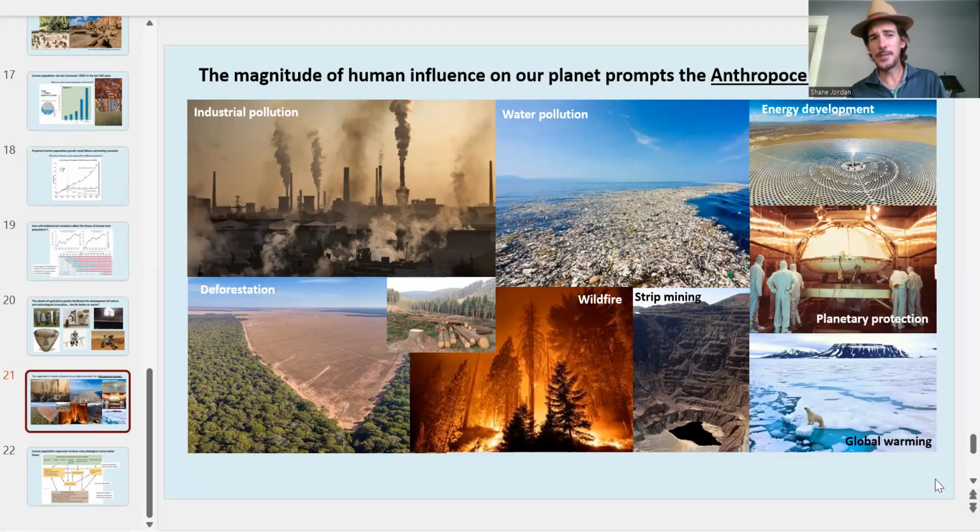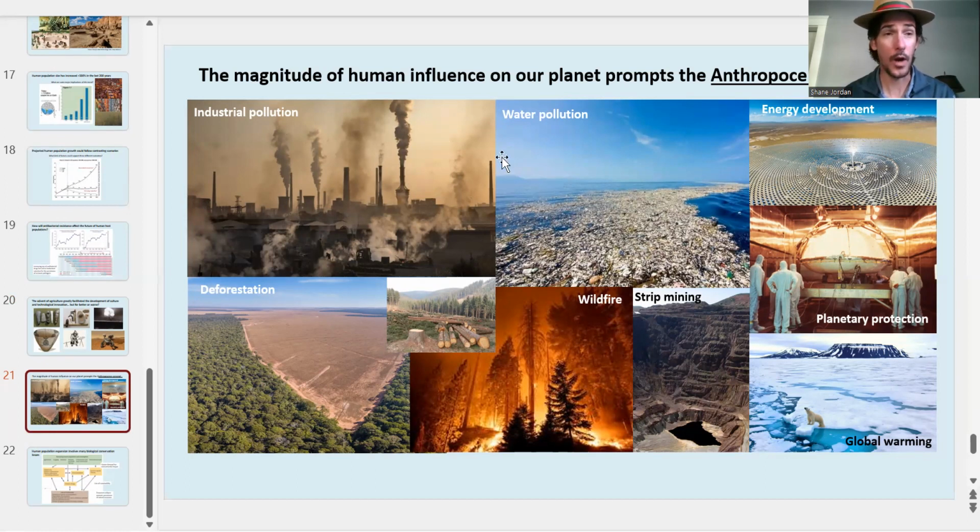And we can talk about some of these features of human society that have really changed the planet, like widespread industrial pollution. This is an image from China. And if you don't know, China is pretty notorious for enormous amounts of industrial pollution that they don't really seem to want to do anything about.